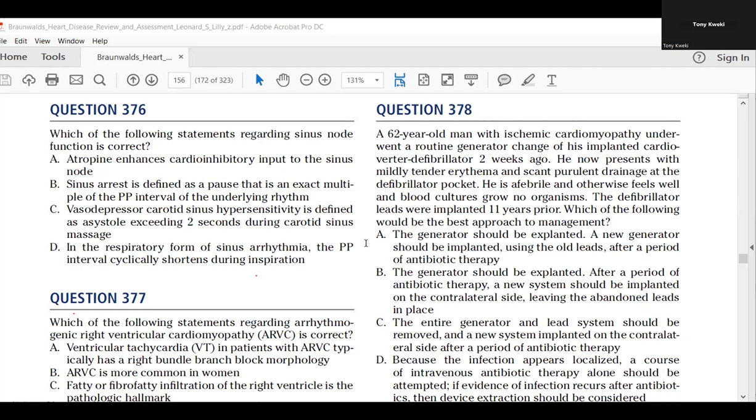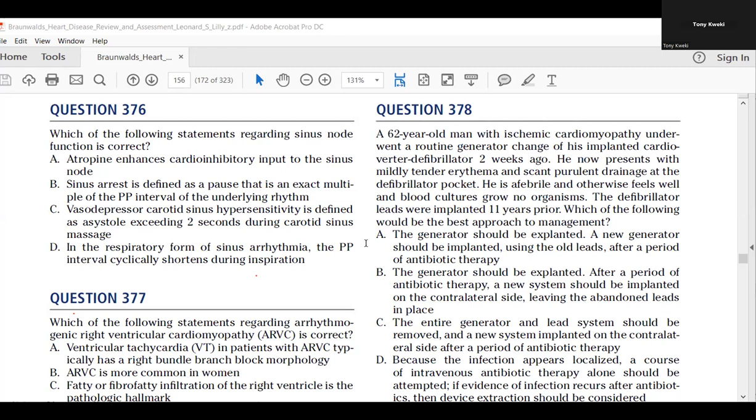Also, in the respiratory form of sinus arrhythmia, they said the PP interval cyclically shortens during inspiration. It's important to know that sinus arrhythmia is defined as phasic variations in the sinus cycle length, and it can appear in two forms, respiratory and non-respiratory. But in the question, they are asking us about respiratory. And in the respiratory form, the PP interval shortens in cyclical fashion during inspiration.